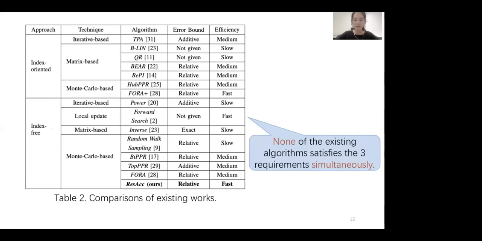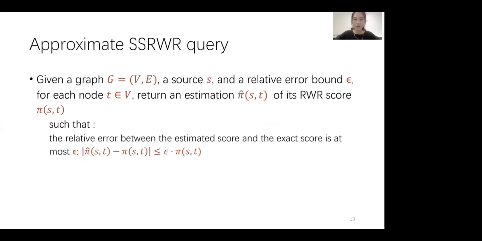In our paper, for the upper bound requirement, we focus on approximate single source query. Given a graph G, a source node S in this graph, and a relative error epsilon, for each node T in this graph, we return an estimation ĥ(S,T) of its RWR score h(S,T). We will guarantee that the relative error between the estimated score and the exact score is at most epsilon.